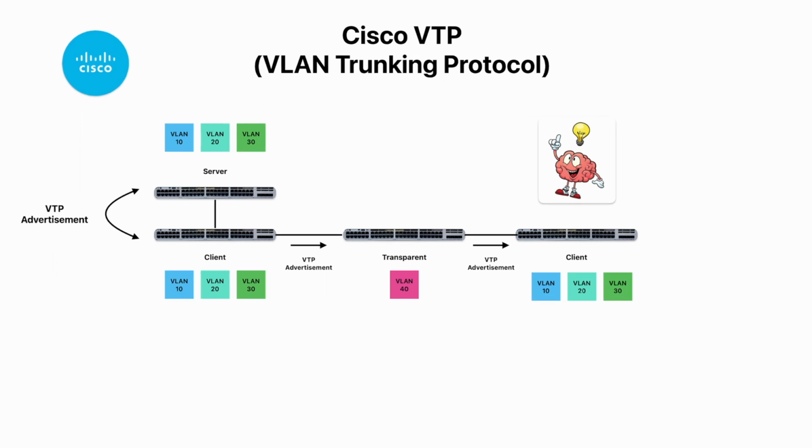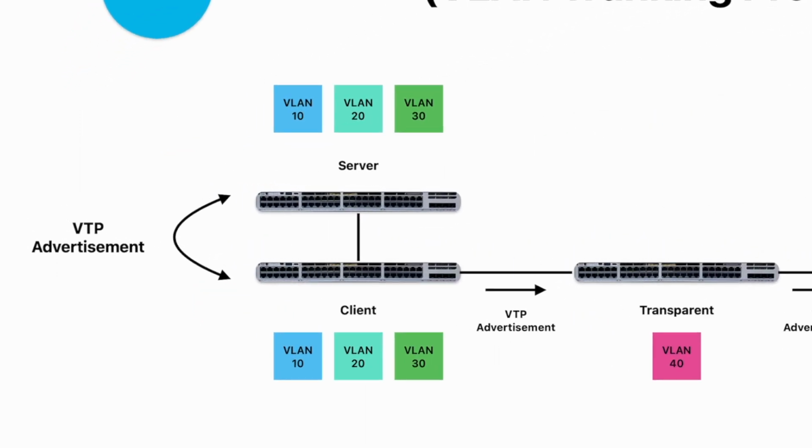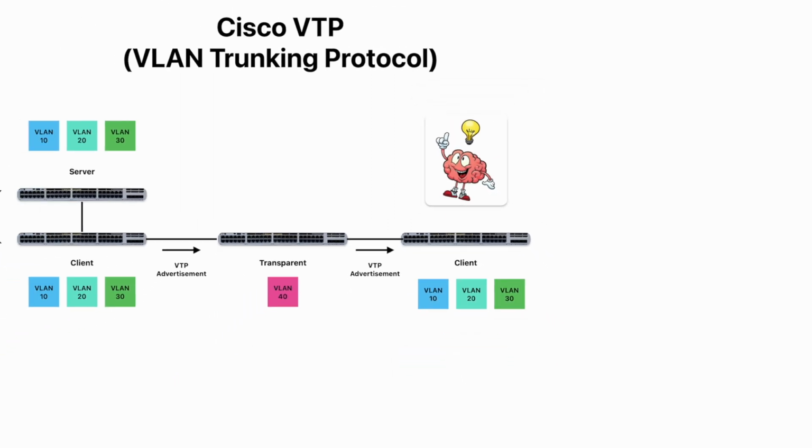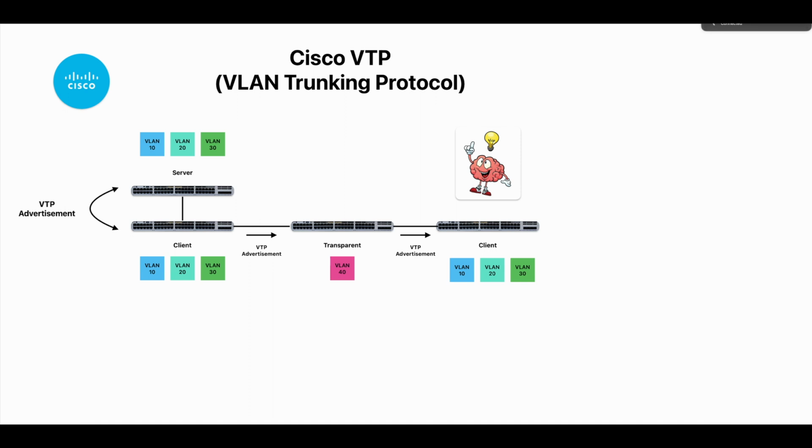So here's what's going to happen. Those three VLANs, VLAN 10, VLAN 20, and VLAN 30, are going to be configured on the server switch. That server switch is going to distribute those VLANs using VTP advertisements to the first client switch, and it's going to update its VLAN configuration. That VTP advertisement is going to go across the switch that is configured as transparent, which is going to forward that VTP advertisement to the last client switch, and the last client switch is going to update its VLAN configuration as well. Now keep in mind that the only way this is going to work is if the client switches are in the same VTP domain as the server switch.